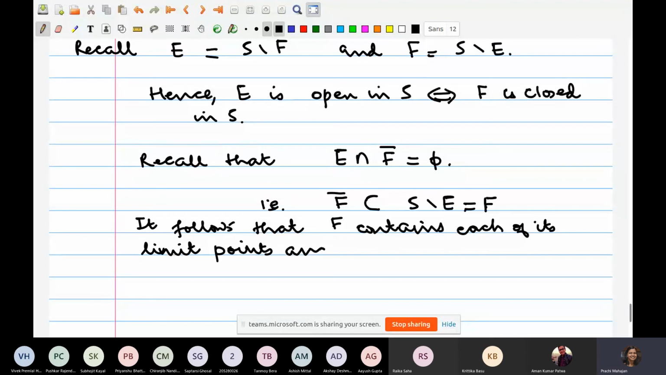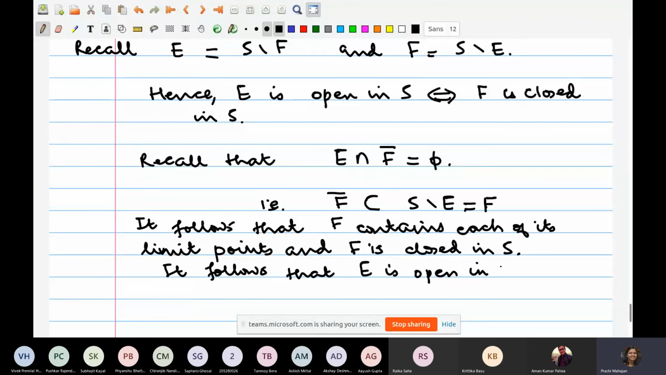And hence F is closed in S, which would imply that E is open in S. Is this okay with everybody present here?